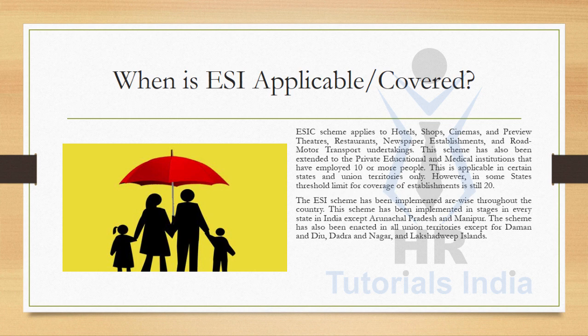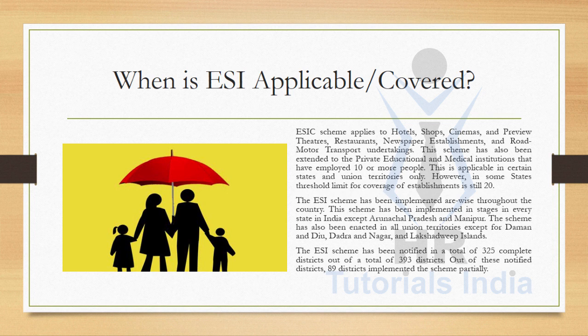This scheme has also been enacted in all union territory except Daman and Diu, Dadra Nagar and Lakshadweep Islands. The ESI scheme has been notified in total of 325 complete districts out of total 393 districts. Out of these notified districts, 18 districts implemented this scheme partially, which means ESI scheme is covered almost 90% of the districts throughout the country.